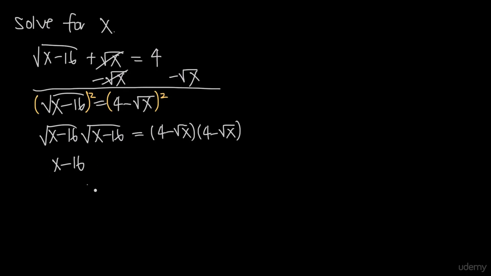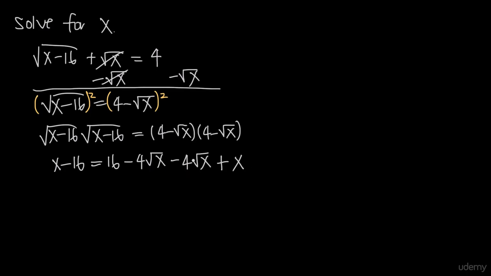So we've eliminated that square root, and on the right-hand side, we're just going to FOIL this out. We have two binomials multiplied together, so we FOIL them in order to simplify. 4 times 4 gives us 16. 4 times a negative root x is minus 4 root x. Negative root x times 4 is again minus 4 root x, and then a negative square root of x times a negative square root of x. The negative signs will cancel, and we'll be left with a positive. Remember, when you square a square root, the square root cancels, so we're just left with x.